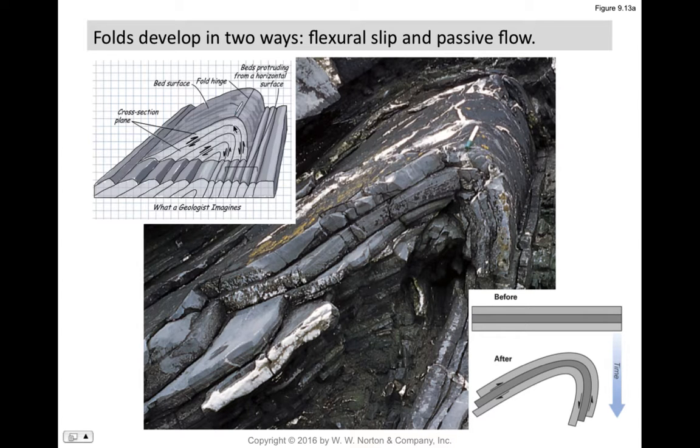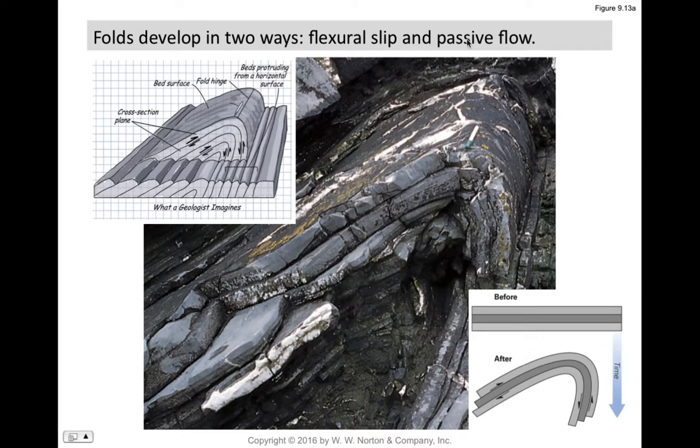And in order to keep that same thickness, you get a flexural slip between adjacent sedimentary beds, adjacent strata here, right? So there's slippage going on here between these. This one slipped up, this one slipped down to accommodate this anticline right here. So you can sort of see this idea, this flexural slip going on here.